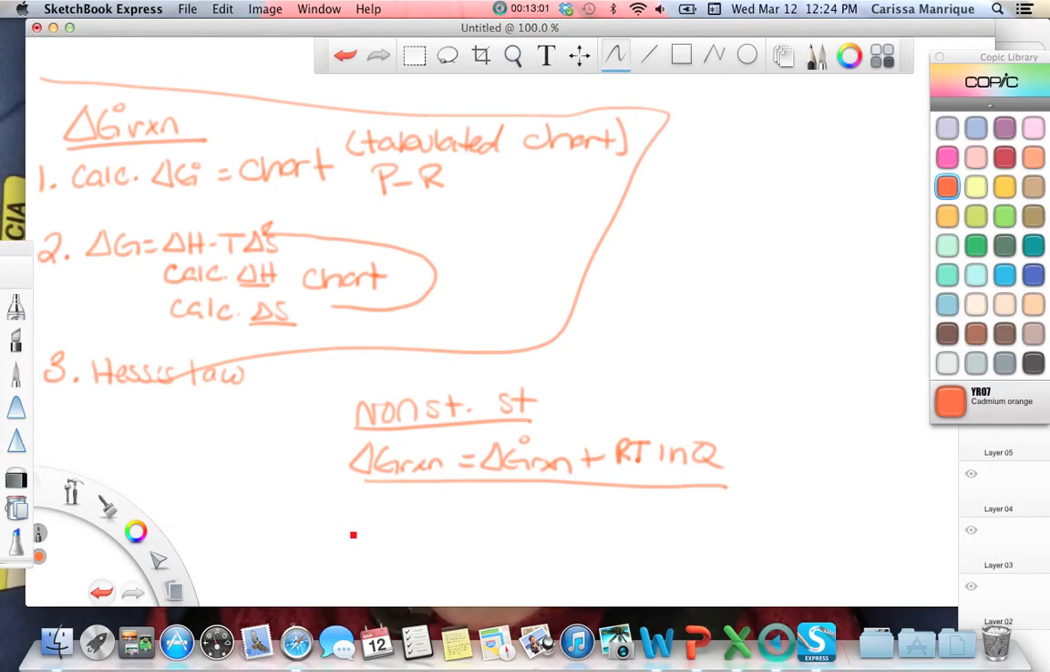And so this is at non-standard state, and so you would have no degree sign right here. And then if you're trying to relate delta G to K, you have delta G of the reaction at standard state equals minus RT natural log of K. So it really just, again, depends on what they're asking, which formula and how you calculate it.